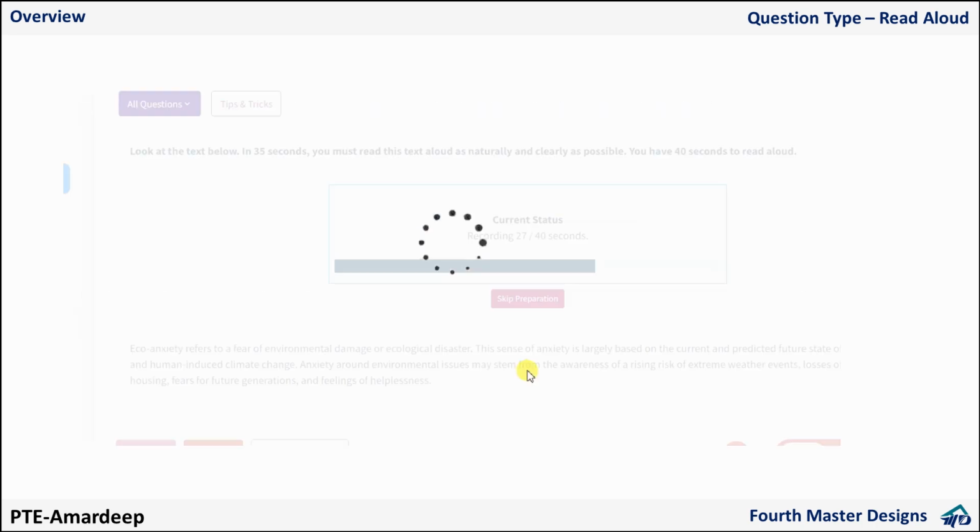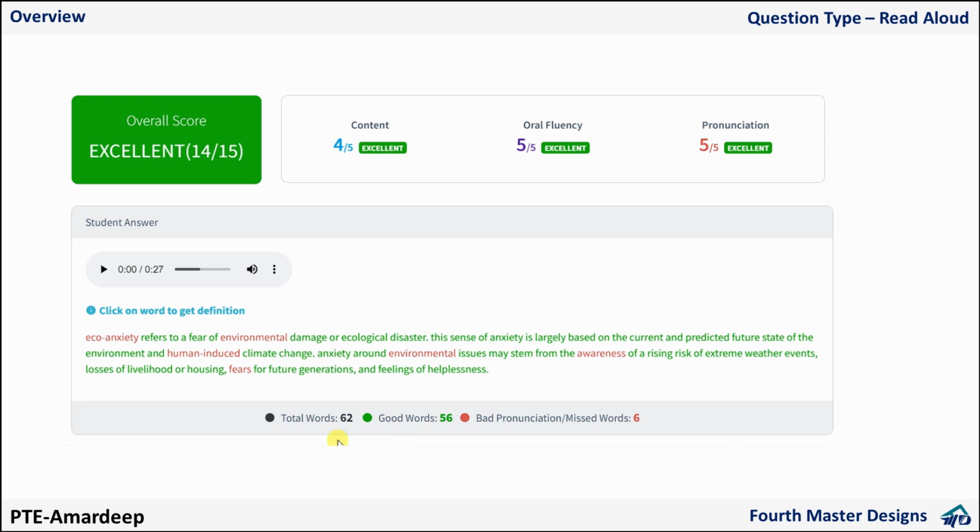Now let's check the number of bad words. I am getting again 6 out of 62 this time. Well, it means this is better than the last one. How? Last time there were 49 total words and the number of bad words was 6. This time, out of 62.